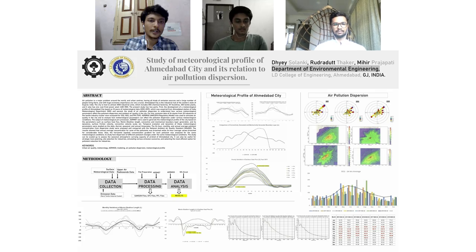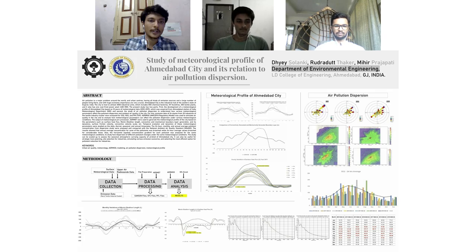For this study, we divided our topic into two distinct studies. The first was developing a meteorological profile of Ahmedabad city, for which we analyzed 10 years of meteorological data. We developed an understanding of the temporal evolution of various parameters that affect air pollutant dispersion, such as surface heat flux, Monin-Obukhov length, convective velocity scale, potential temperature, mechanically generated boundary layer, and convectively generated boundary layer.